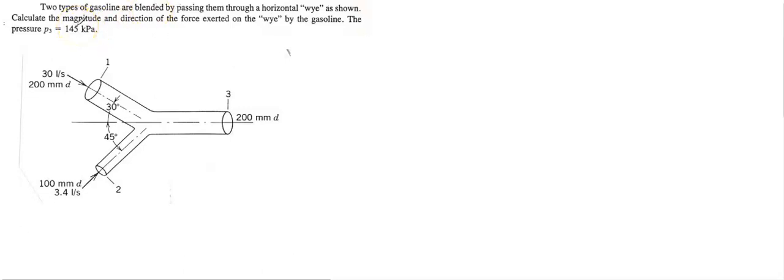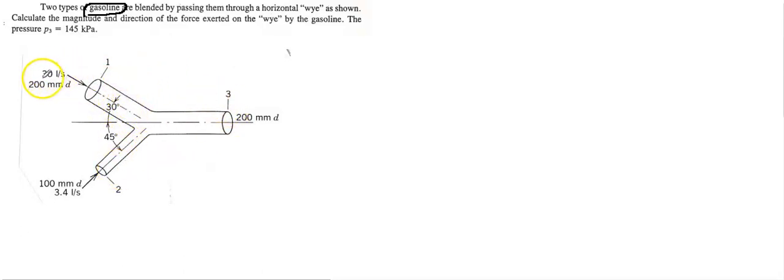Okay, so this is question 2. Now we're going to solve this problem. You can see we have two types of gasolines, and they're blended by passing through a horizontal Y shape. You can see we have defined the names: this is section 1, 2 and 3. So this is the total schematic.